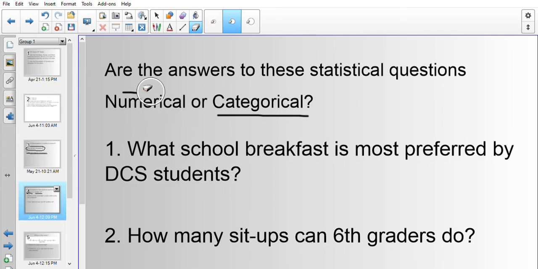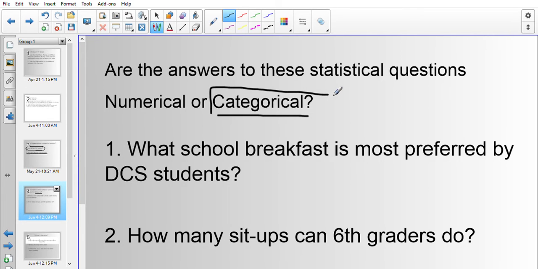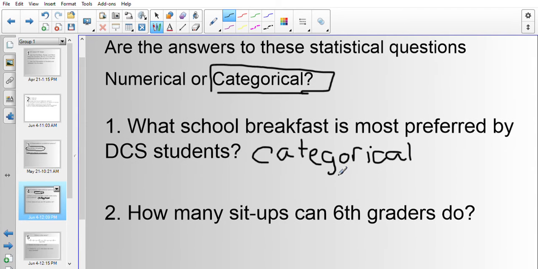So, what school breakfast is most preferred by DCS students? Well, that would be something like egg sandwich, pancakes, cereal, right? So that's not a number, that's a category. Okay, so this would be a categorical question. Another example of a categorical question would be, what is the favorite color of DCS students? Or what's the favorite video game of DCS students, right? What's the favorite sport played by DCS students?